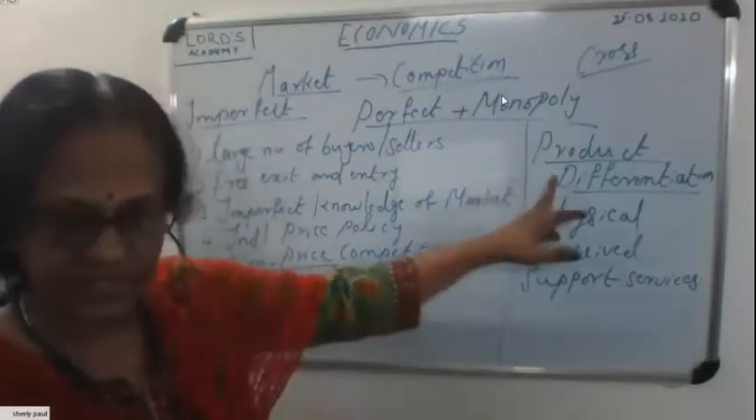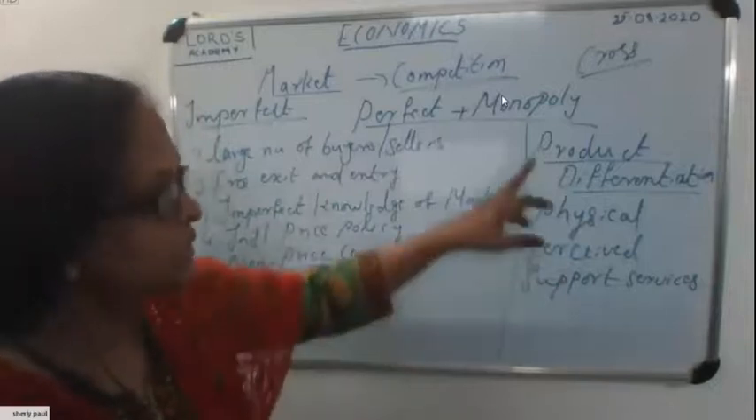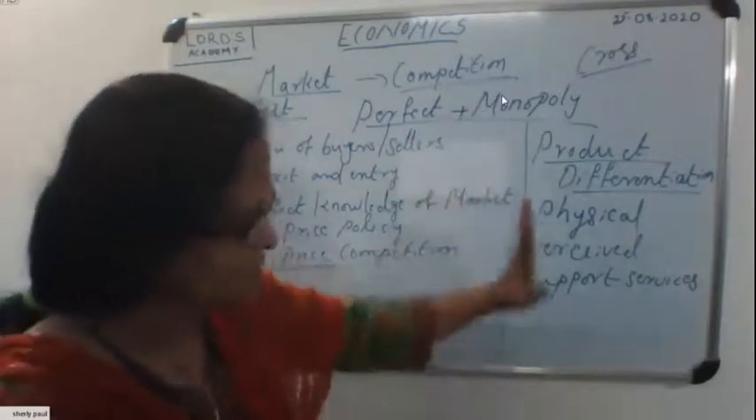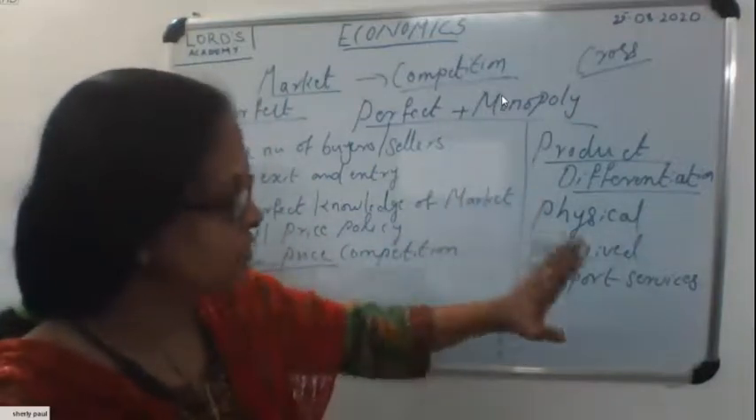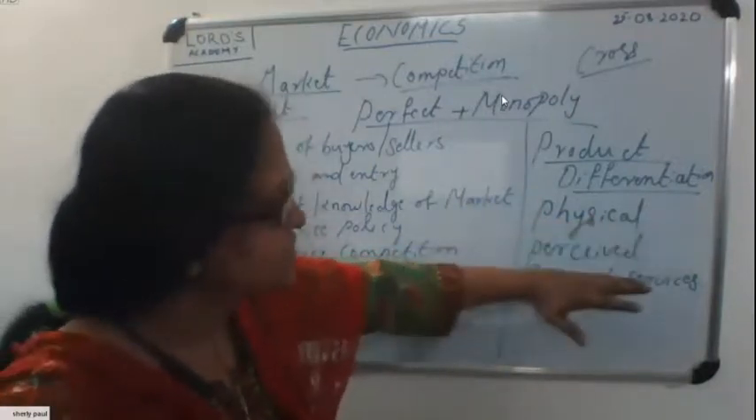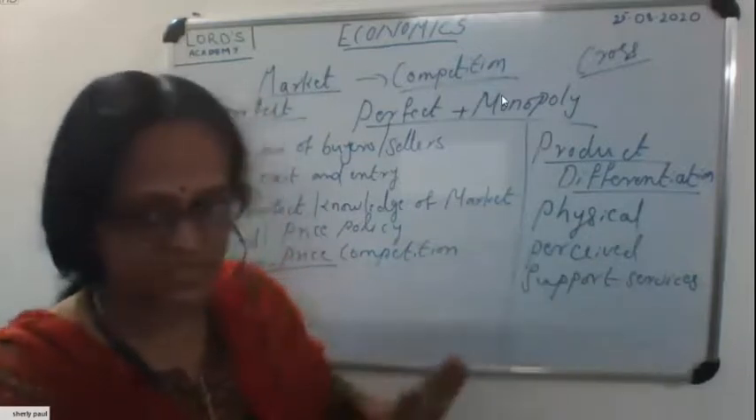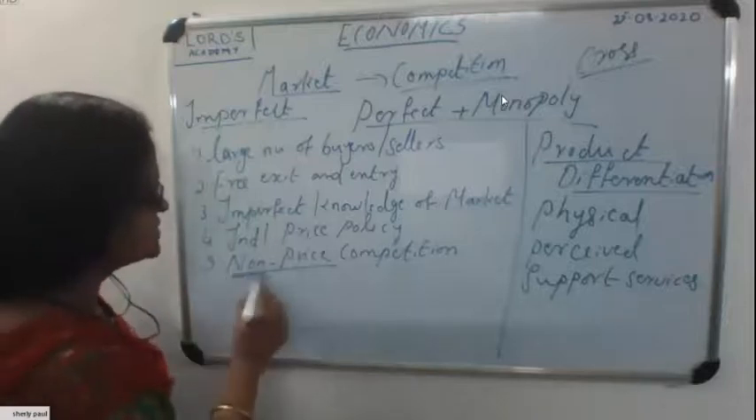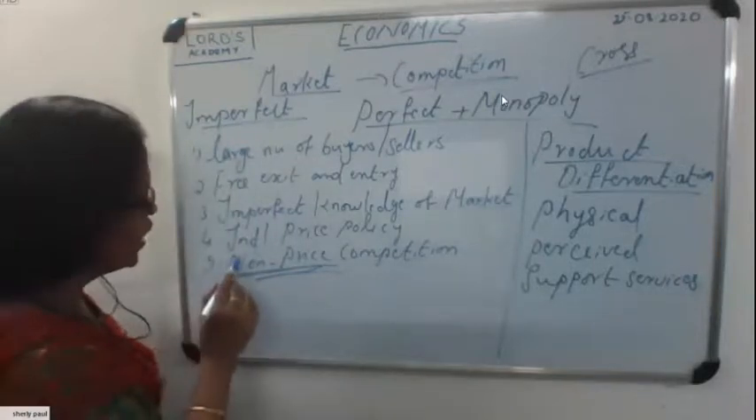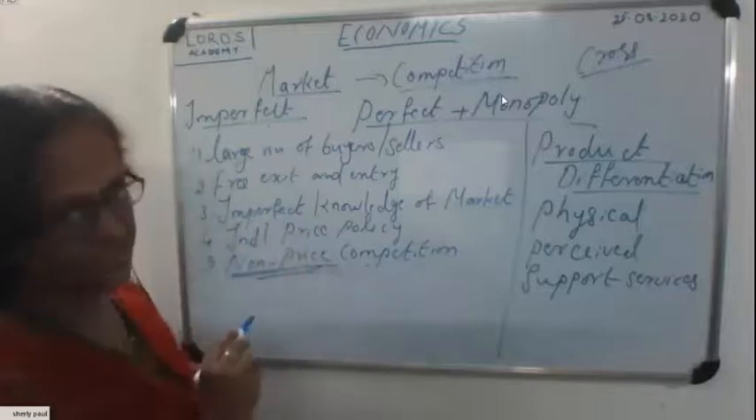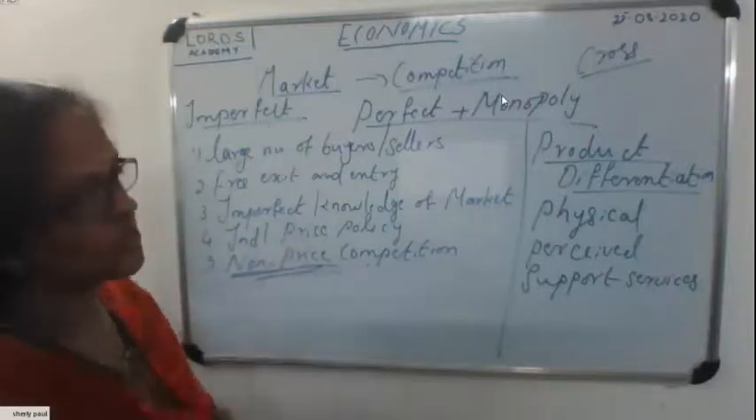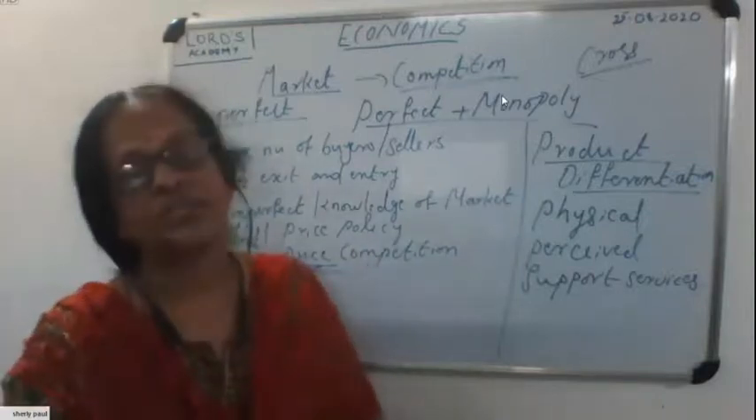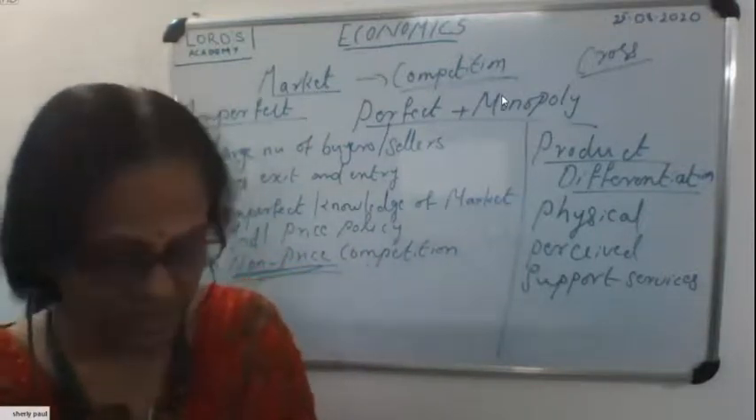Therefore, product differentiation is an important topic here. When they talk about product differentiation, these 3 points are important, and you have to mention them: physical difference, perceived difference, and support services. In these 3 characteristics, price is not coming in. That is why it is known as non-price competition. And in which market does this competition occur? The monopolistic competitive market. I hope it is clear for you.